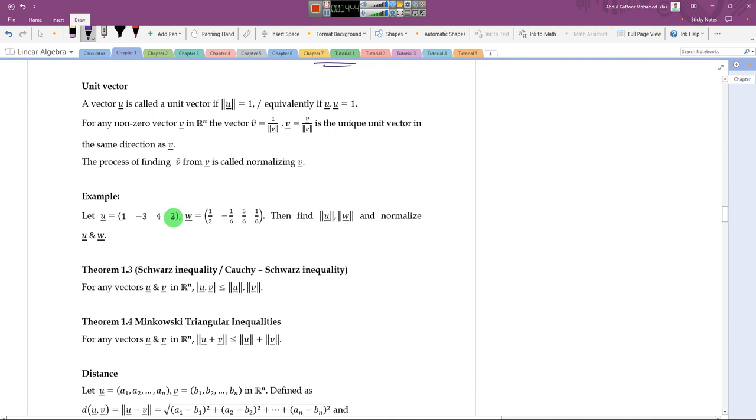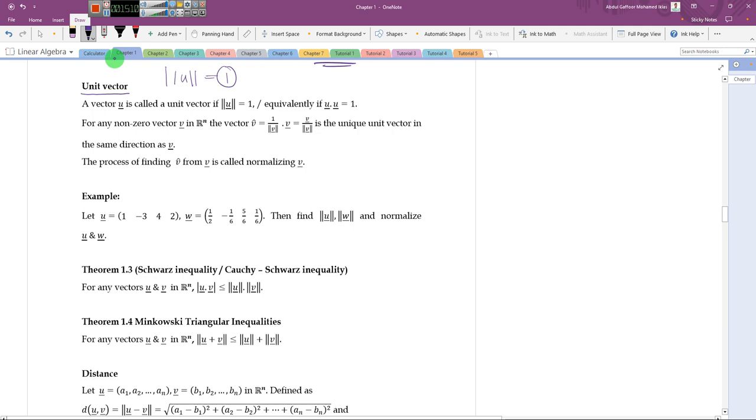Now we will look at unit vectors. So a unit vector is a vector whose magnitude is 1, right? So for example, you can just obtain the magnitude of u, that is called the norm of u. If this is 1, then it is called a unit vector.